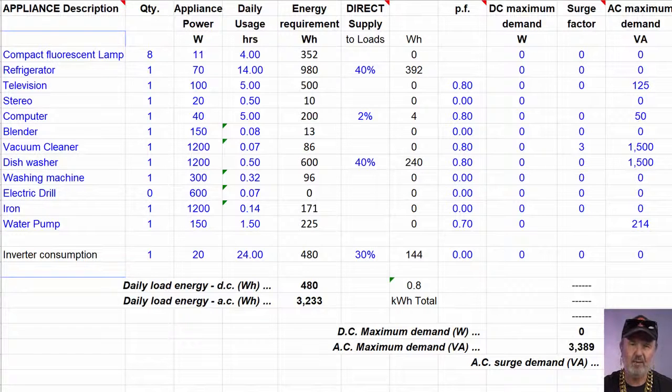So we can then work out what's known as the 30-minute VA demand. The reason for that is that within a 30-minute period, it's highly likely that a range of appliances will be running. So the inverter may have a short-term load or high load over a period of about 30 minutes as appliances cycle on and off. And so we call that our VA demand.